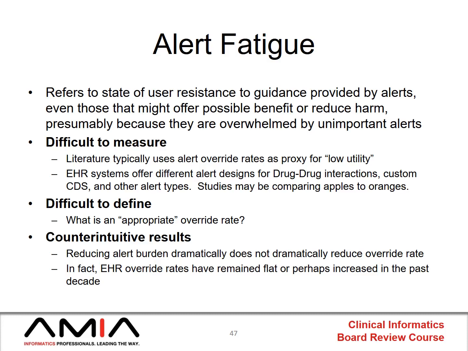One of the challenges if you're studying alert fatigue is that it's a little bit difficult to measure. We often use proxy measures for what constitutes a low utility alert. So for example, most of the literature on alert fatigue looks at override rates. But if you think about it, just because someone overrode something doesn't mean that it's low utility. There may be perfectly legitimate alerts that are constantly overridden because of the way they're designed.